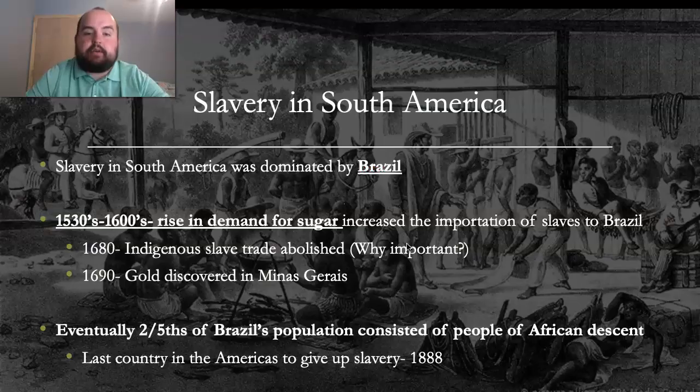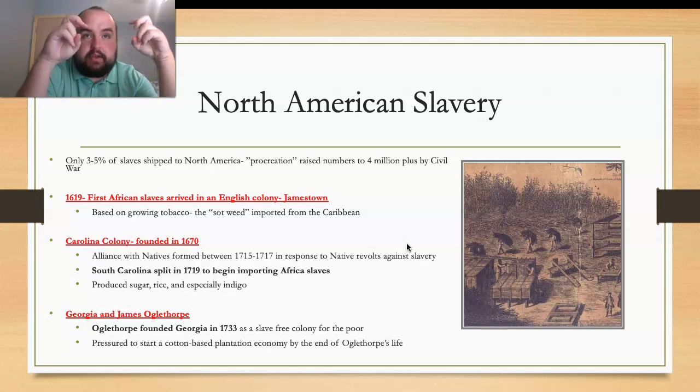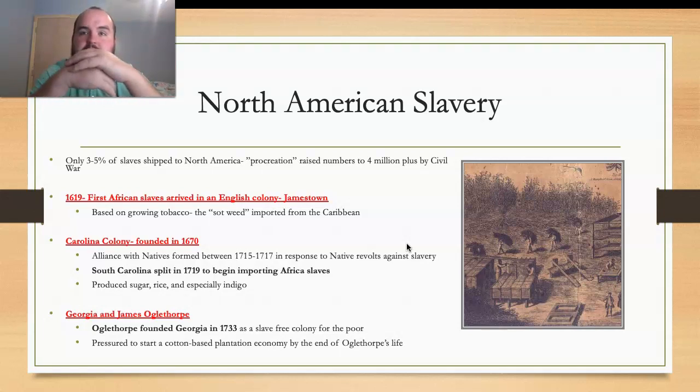However, slavery was still significant in North America because of procreation. This actually raised the numbers to 4 million plus across just North America by the Civil War. The reason I put procreation in quotes, as we'll get into in a little bit more detail in a second, and you would learn more about if you took American History 1 as well, is that, as you might imagine, a lot of this procreation was forced. As I believe I mentioned in this class earlier, that's why slavery heritage was passed down through your mother.